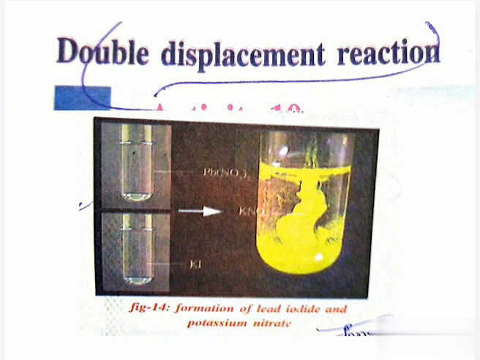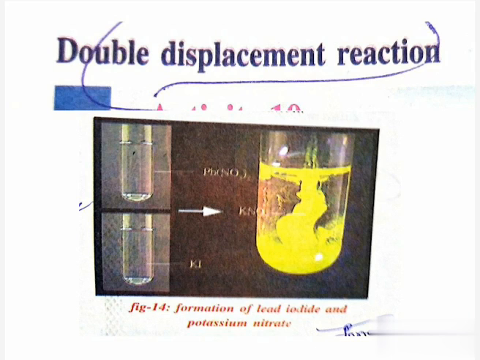Sodium sulfate solution on mixing with barium chloride solution forms a white precipitate of barium sulfate and soluble sodium chloride. So one more example of a double displacement reaction is sodium sulfate on mixing with barium chloride solution.